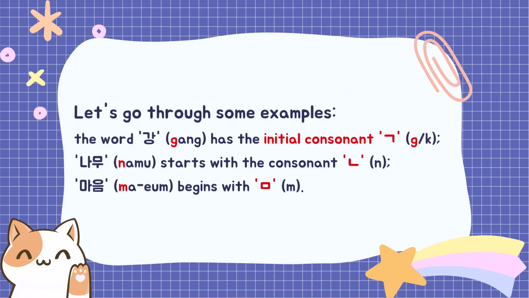Let's go through some examples. The word 강 has the initial consonant 기역. 나무 starts with the consonant 니은. 마음 begins with 미음.